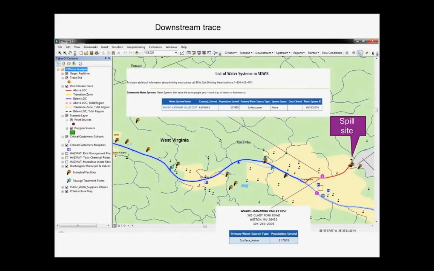Information about the water intakes is stored in the EPA's Safe Drinking Water Information System, or SDWIS. We can interrogate any intake in the system. It'll go out to SDWIS and bring up information about the population served, as well as contact information for the plant so that a notice or a warning could be called in or sent to them.